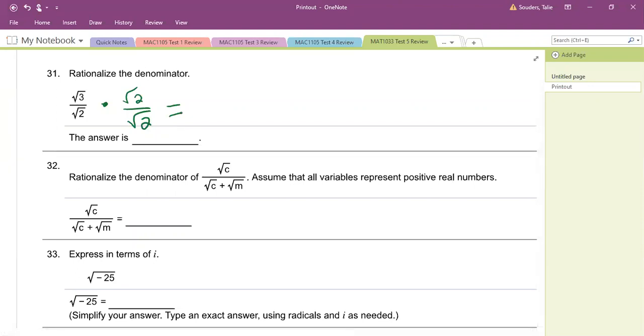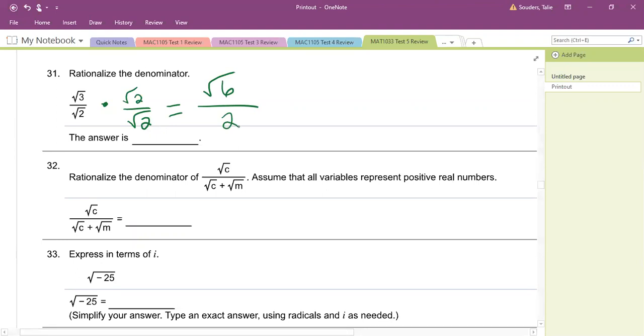So what is the square root of 3 times the square root of 2? Square root of 6. Uh-huh. And then what is the square root of 2 times the square root of 2? 2. Just 2, right? Because it's the square root of 4, which is just 2. Very good. And that would be your answer.